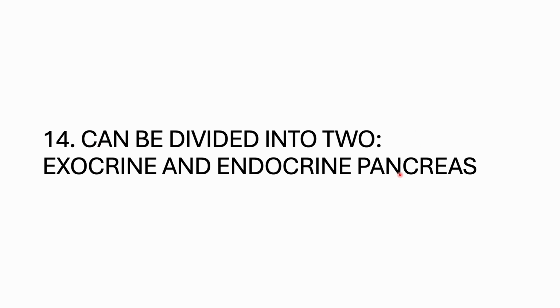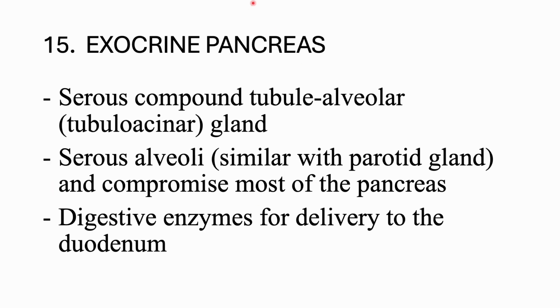It can be divided into two. We have the exocrine and endocrine pancreas. For the exocrine pancreas, it's mostly serous compound tubule-alveolar gland. Serous alveoli similar with the parotid gland and comprise most of the pancreas. So the exocrine pancreas comprises most of the pancreas.